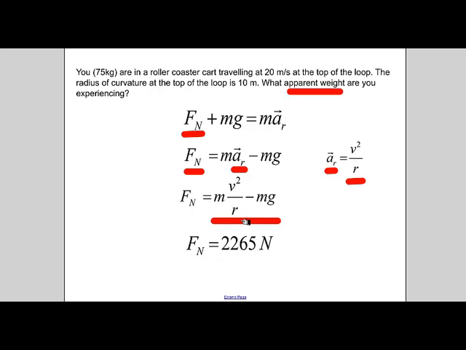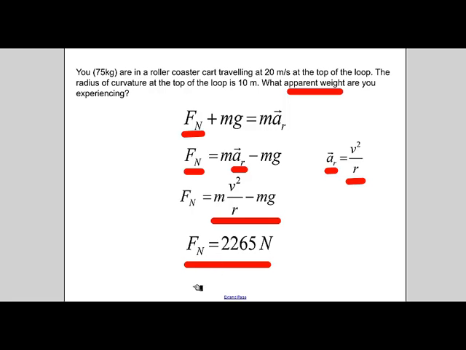and assuming you put it in your calculator correctly, given these values, you should get a value for the normal force of 2265 newtons, which is actually quite larger than the normal force you're used to experiencing, which would just be 75 times 9.8. The normal force you're used to experiencing is equal to your weight, so this is quite a bit larger than that.